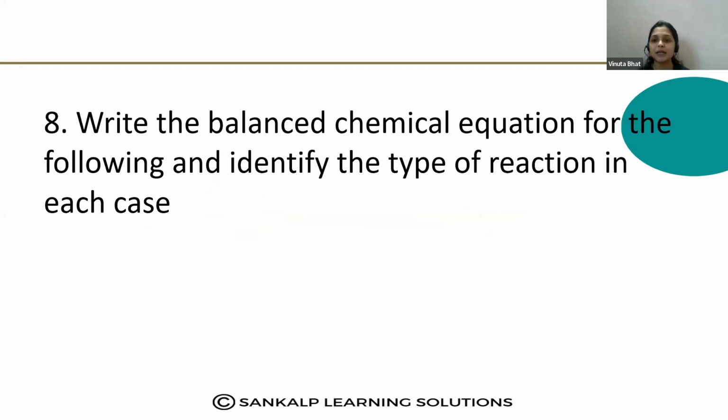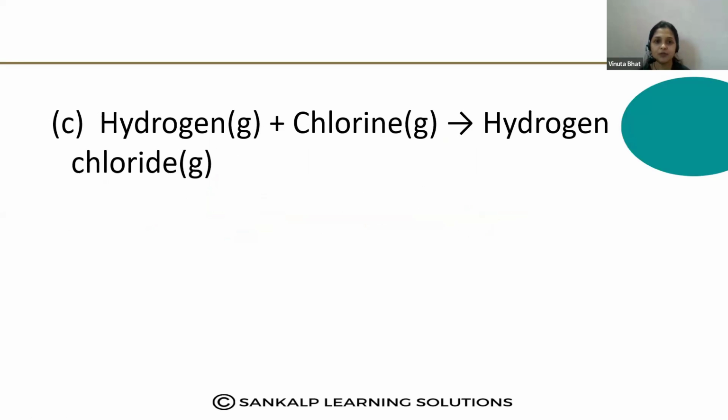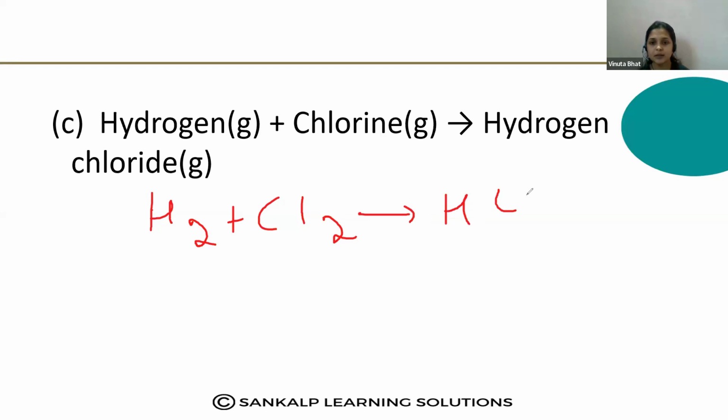Write the balanced chemical equation for the following and identify the type of the reaction. You have to identify the type of the reaction here. First, hydrogen H2 plus Cl2, that gives us HCl.